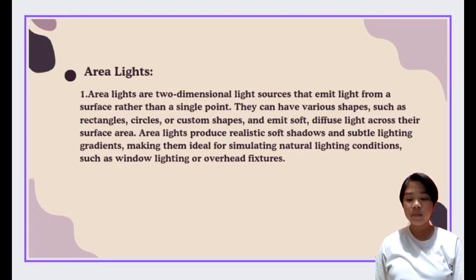Area lights. Area lights are two-dimensional light sources that emit light from a surface rather than a single point. They can have various shapes such as rectangles, circles, or custom shapes, and emit soft, diffuse light across the surface area. Area lights produce realistic soft shadows and subtle lighting gradients, making them ideal for simulating natural lighting conditions, such as window lighting or overhead fixtures.